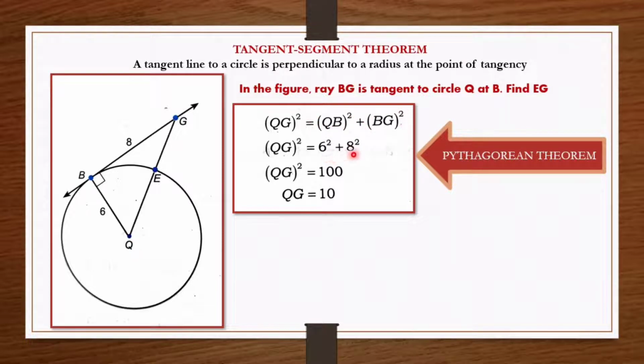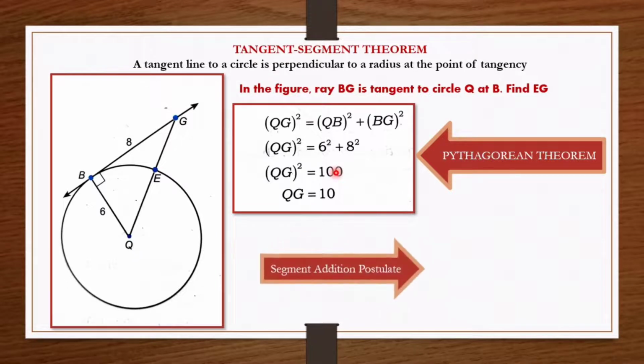So, substitute nyo lang po yung value. So, QB, kahit QB or BQ, that is 6 squared. Square nyo po lagi. And then BG, where is BG? BG here is given as 8. So, 6 squared, that is 36, plus 8 squared, that is 64, is equal to 100. And the square root of 100 is equal to 10. So, meron na tayong QG.